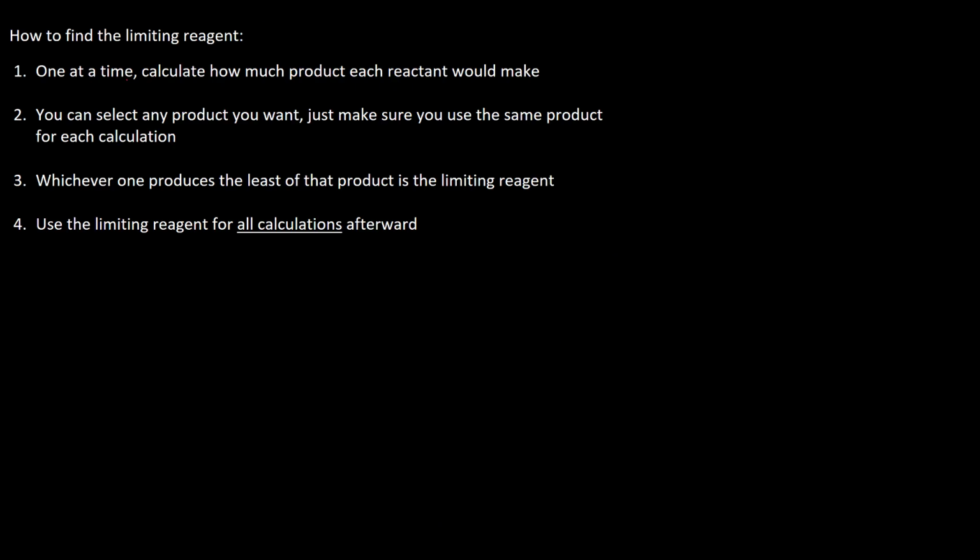Now that we've gone through our examples, let me go through a few rules and think about these as we go through them, about how to find the limiting reagent. We'll talk about that first. First of all, one at a time, calculate how much product each reactant would make.